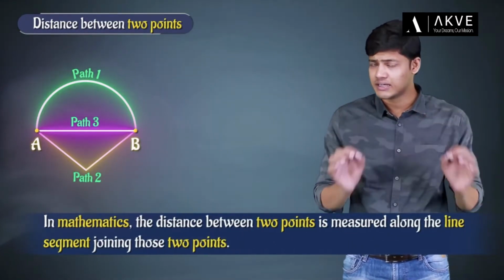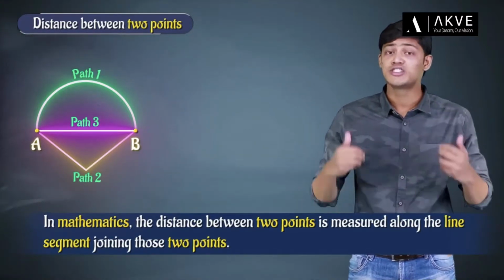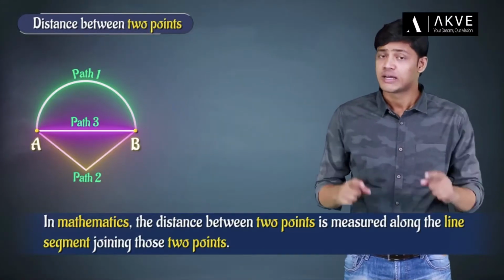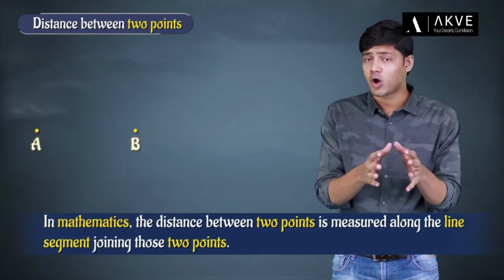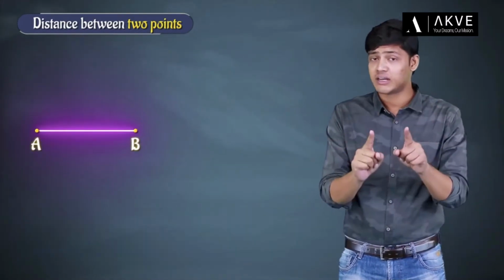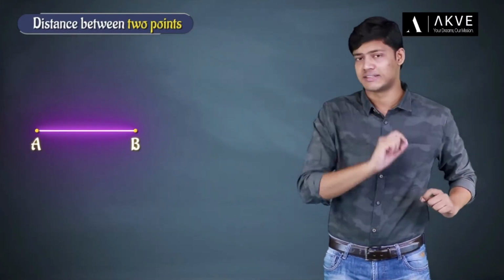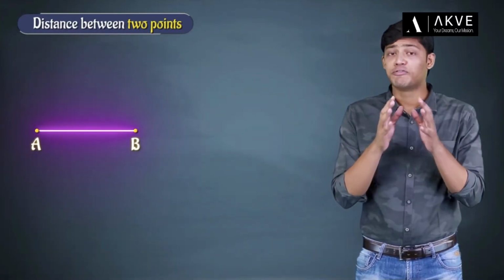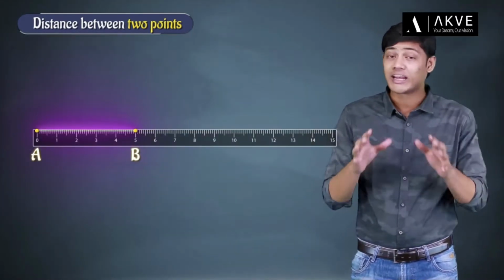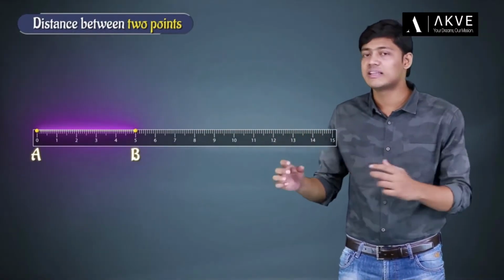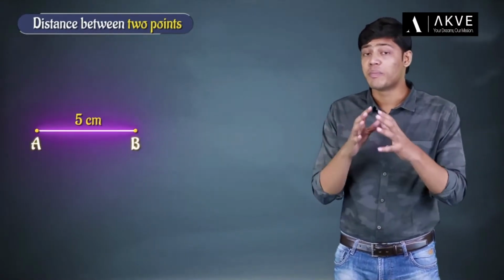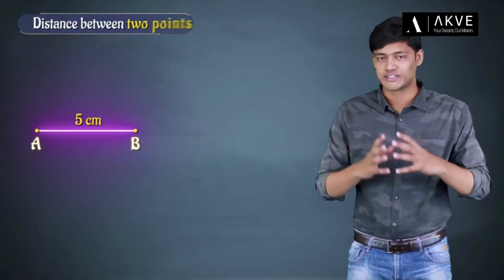In mathematics, the distance between 2 points is measured along the line segment joining those 2 points. That is, first we draw a line segment joining the points A and B and then measure the length of that line segment. Here, if we measure the length of the line segment AB with the help of a ruler, we can clearly see that its length is equal to 5 centimeters. So, this is how we measure the distance between 2 points.